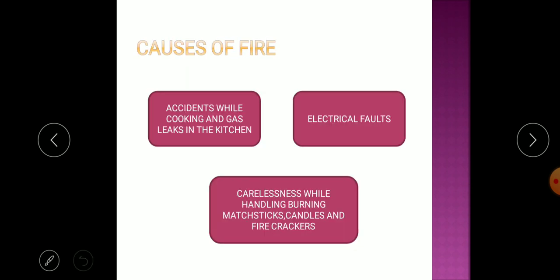Coming to the next topic. Children, when we talk about safety from fire, first of all, we should know what the possible causes of fire are. As you can see on the screen, there are three possible causes of fire. First, accidents which happen while we are cooking in the kitchen, and gas leaks in the kitchen. Second is electrical faults, which happen when we are dealing with any electrical appliance or electrical wiring. Third is carelessness while handling burning matchsticks, candles, and firecrackers, which you generally come across.